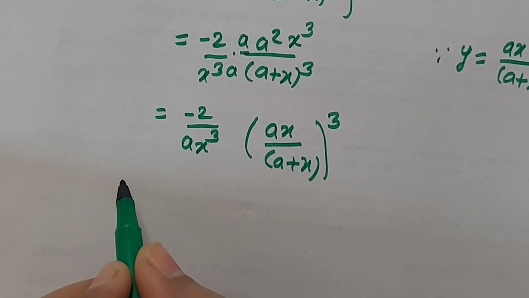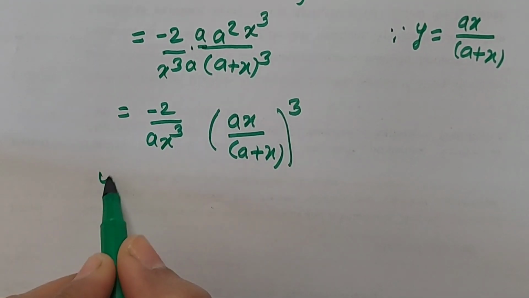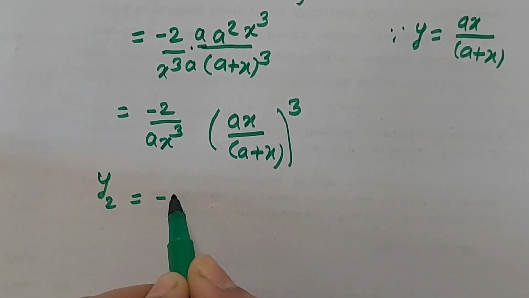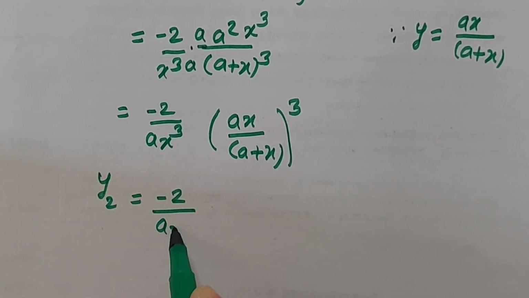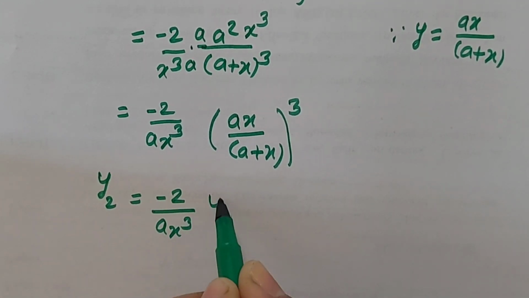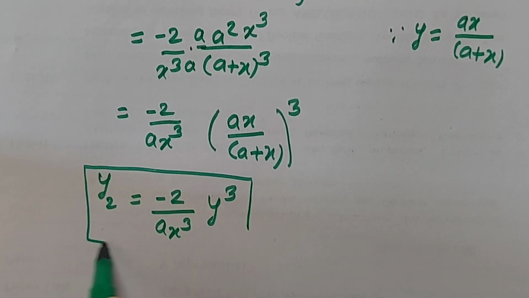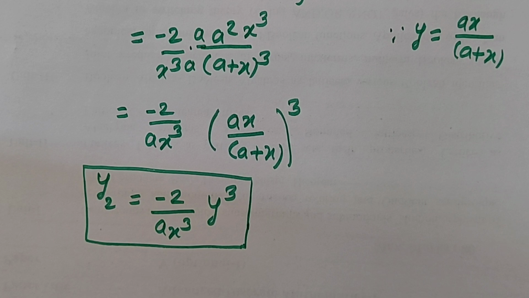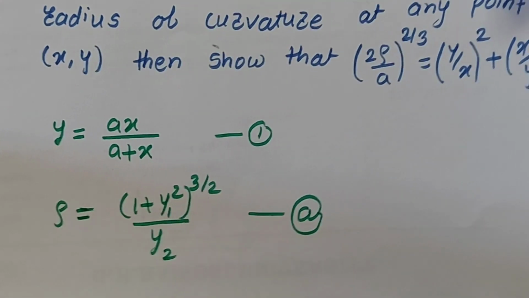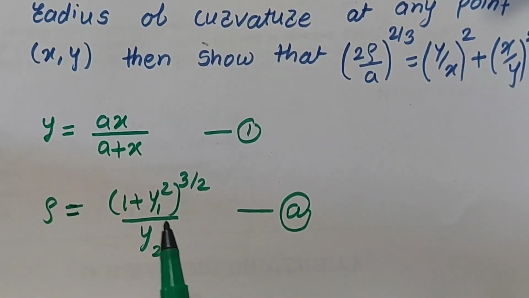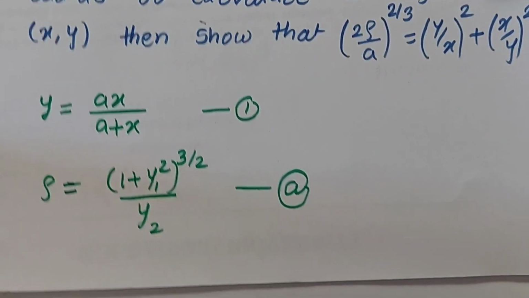So here y2 is equal to -2 divided by a x cube into y cube. So this is our y2 value. Now put this value in equation a. Equation a means our radius of curvature formula. Here we have to put this value in our radius of curvature formula.